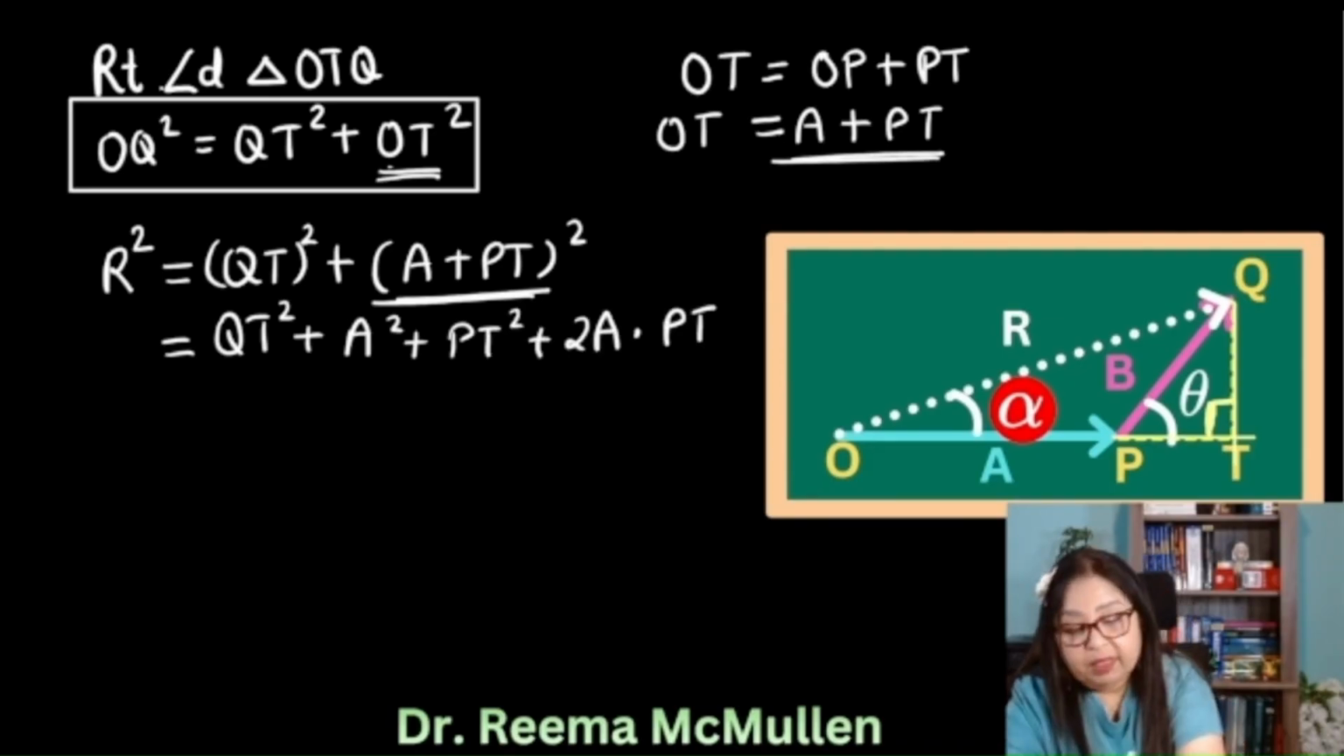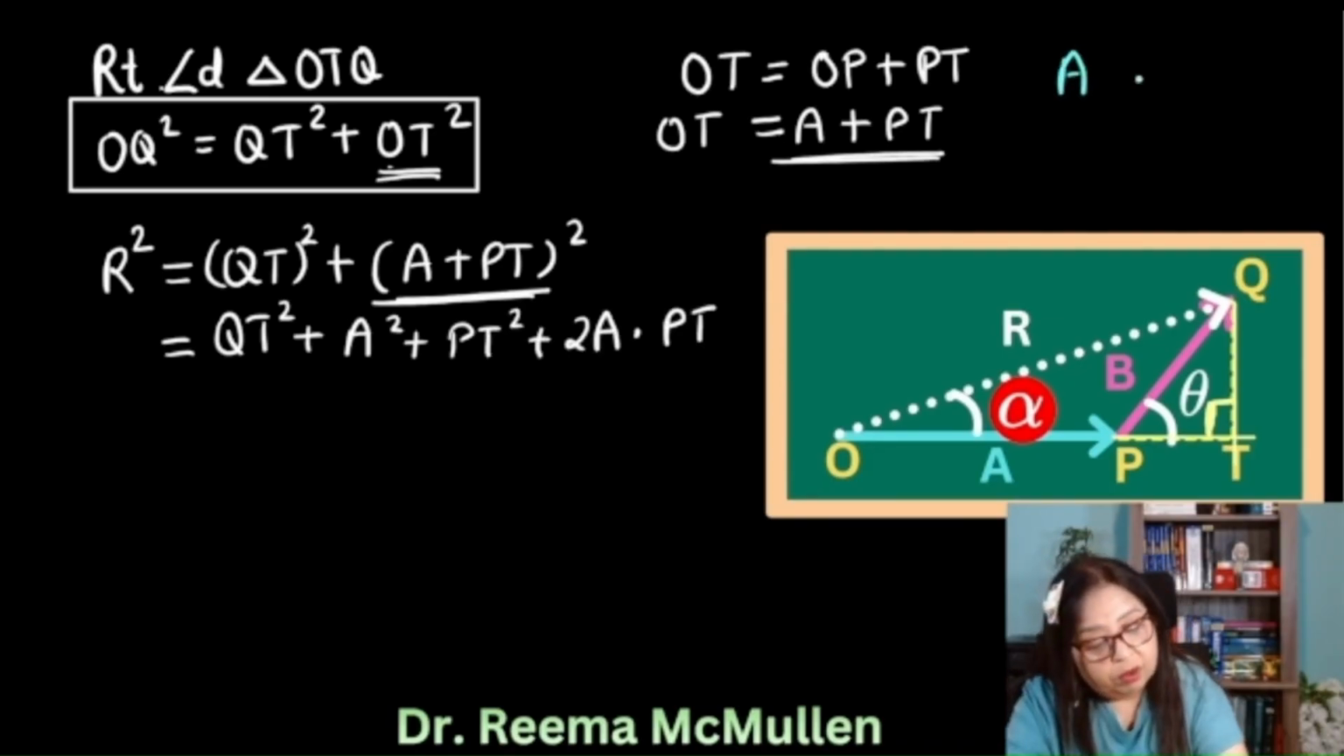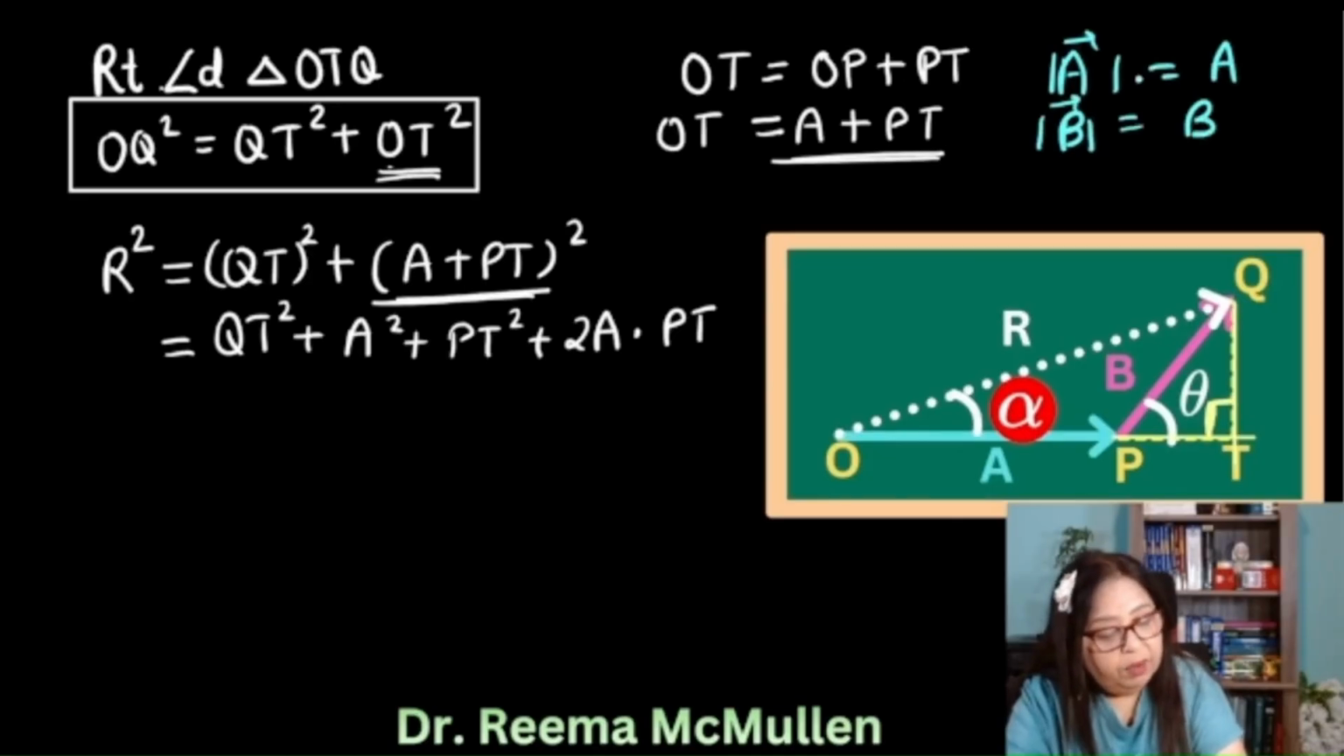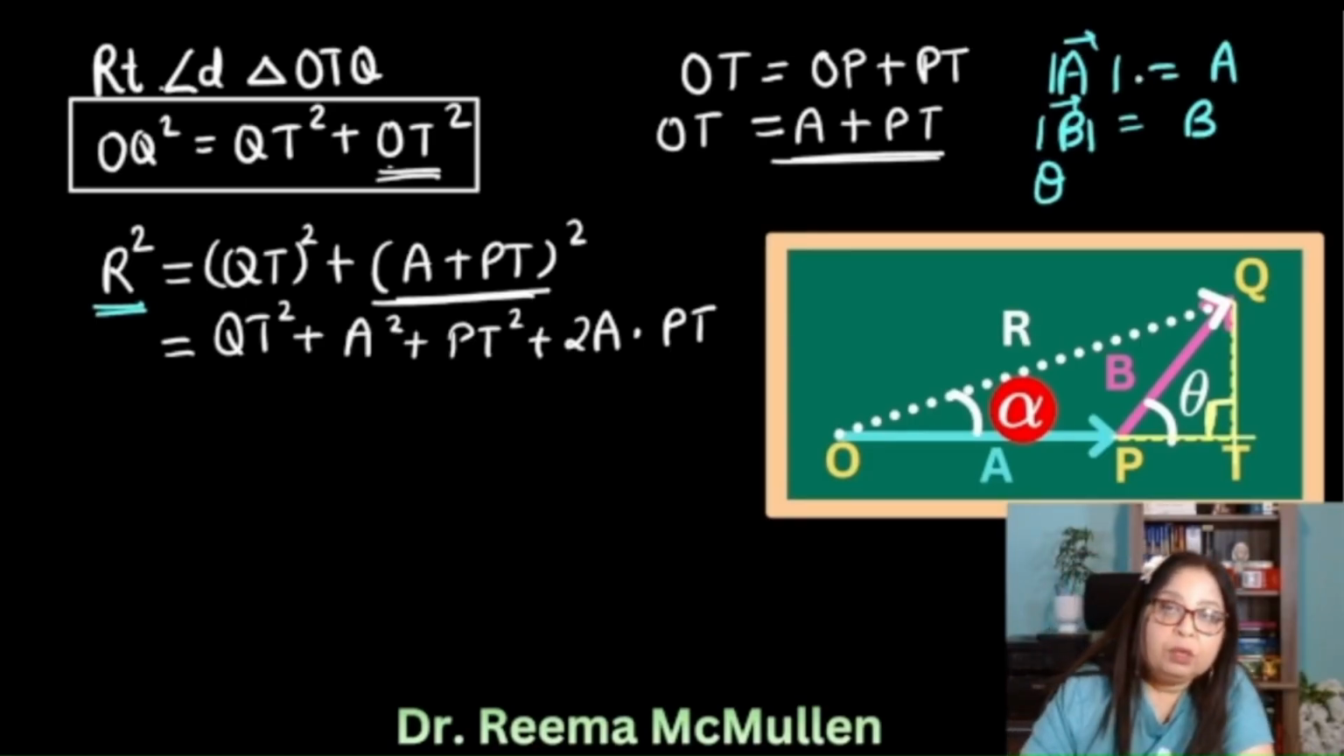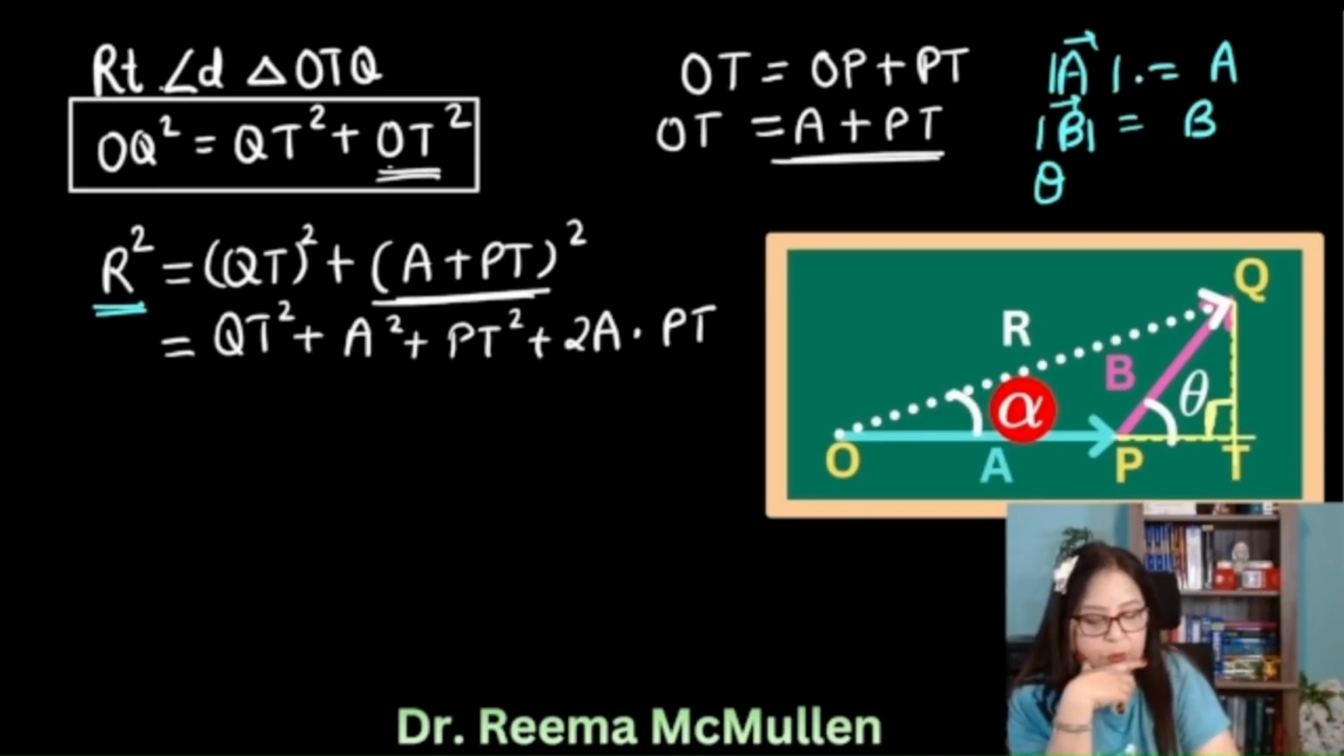We said that we know the magnitude of vector A, which is just A. We know the magnitude of vector B, which is just B. And we know the angle theta. So we want to find this vector R's magnitude in terms of the magnitude of vector A, the magnitude of vector B, and angle theta. Those are the three quantities that we know. So what are we going to do?